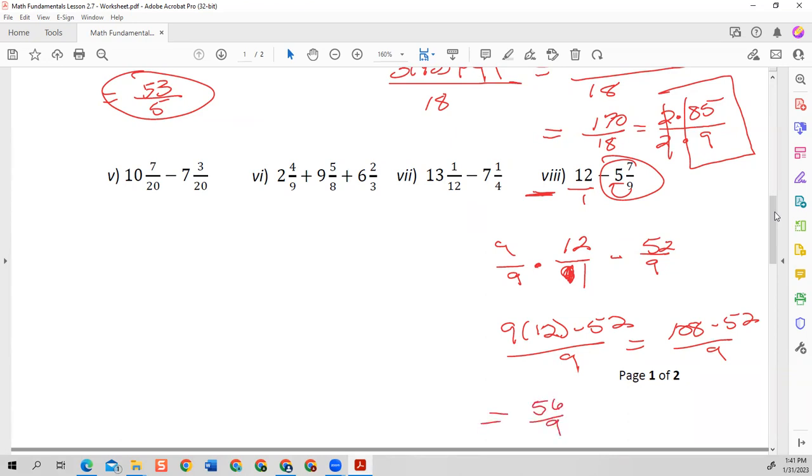Let's see if it reduces. 9 is divisible by 3, right? So if 56 can be divided by 3, then we can reduce it by 3. And in this case, we cannot. This is our final answer.